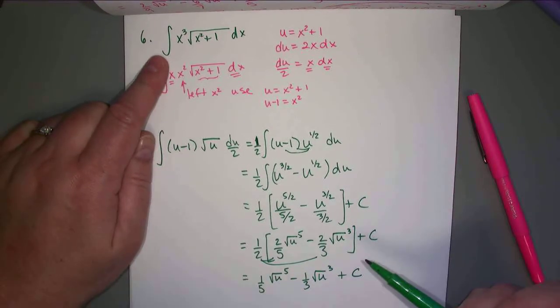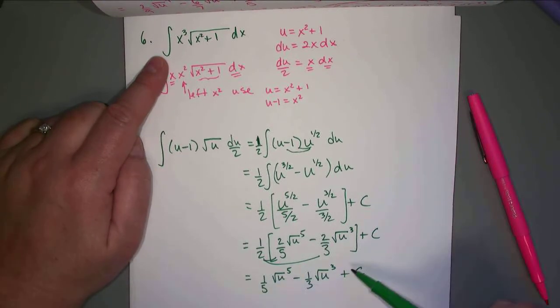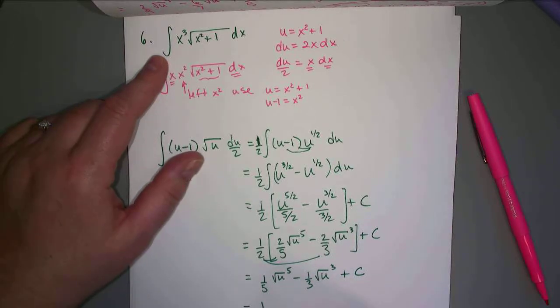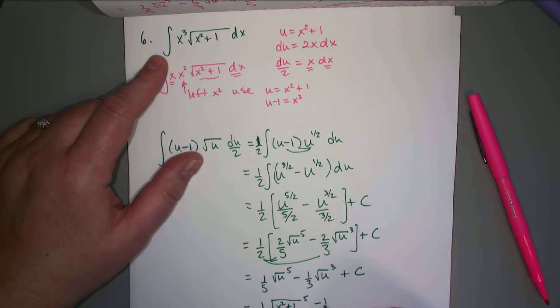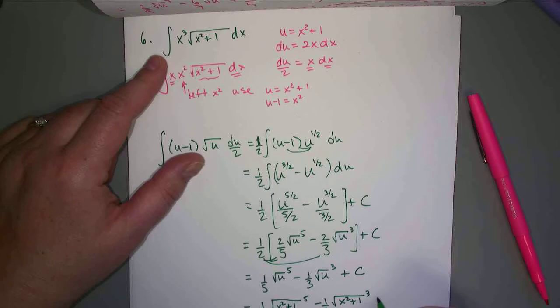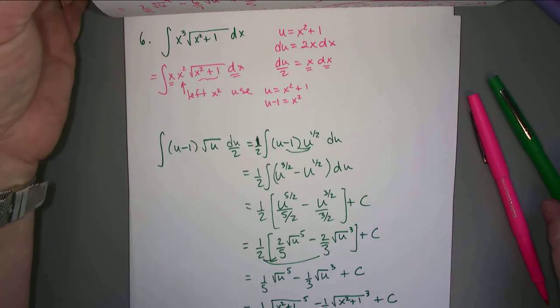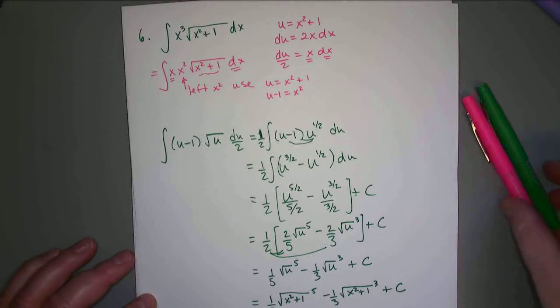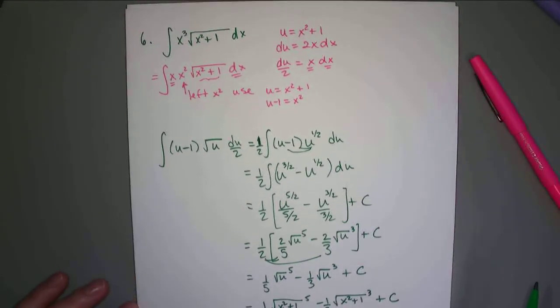And if I had put this as a definite integral, then we would plug in the u's here. But I didn't, so we do need to go back to the x's. And u was x squared plus 1. Okay, so that was a little bit longer, but it has all the possibilities in it.